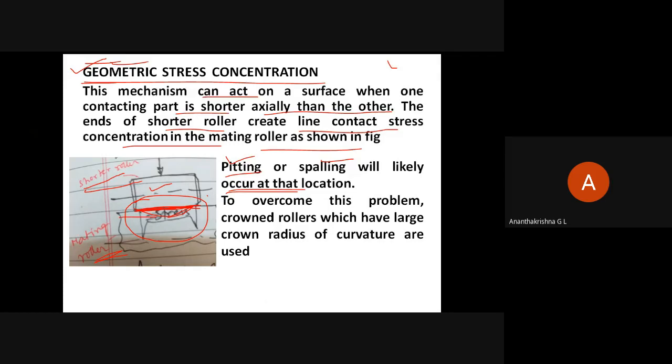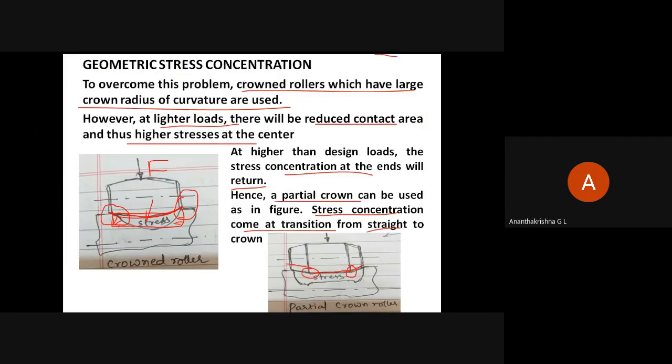So they will have line contact. Such line contacts will give rise to pitting or spalling at that location. So to overcome this line contact, what did they do? They went for crowning. But of course, at later loads, you will have more load at the center, and a lot of stress has been reduced by doing the crowning operation.